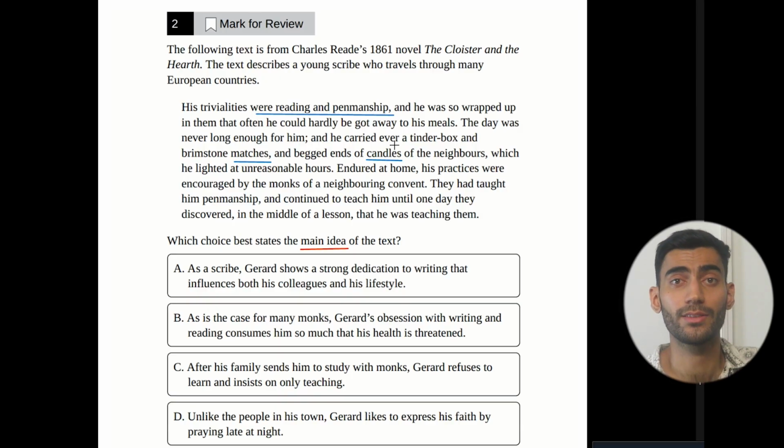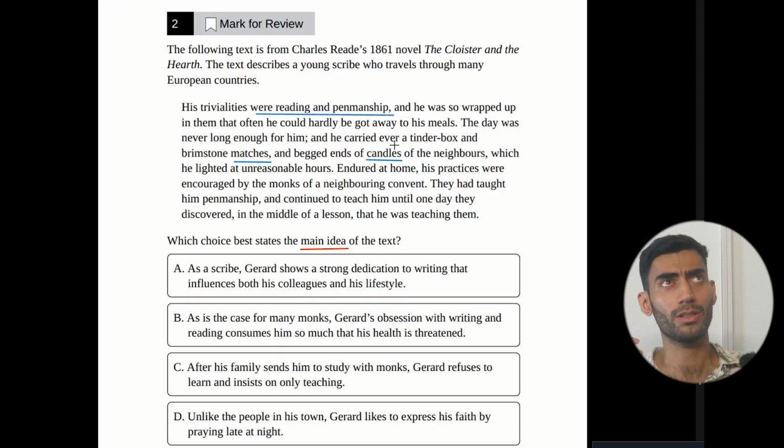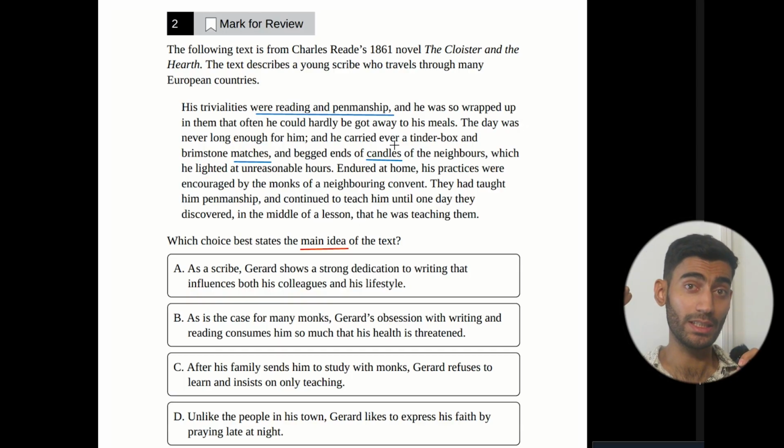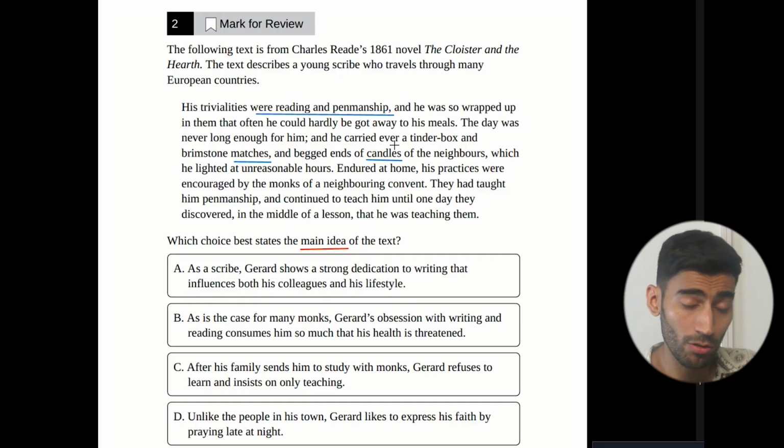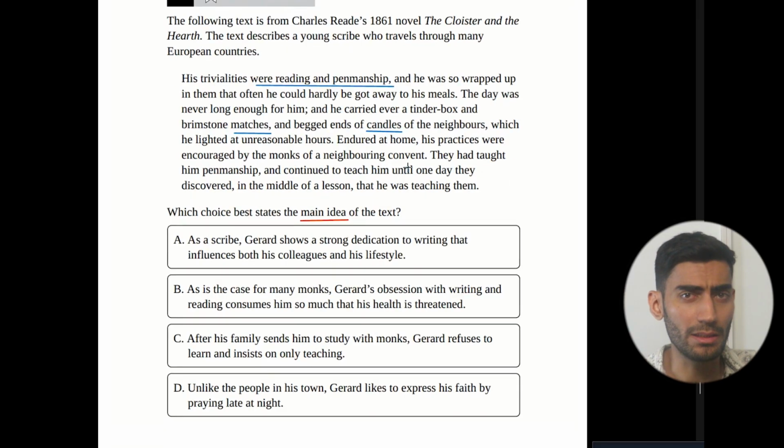This is the main idea of the text. So you can just think about it. Okay, this person was so into reading and writing that even he was teaching the people who had initially taught him these things. Okay, so I have some idea about the text. I didn't know some words. I didn't know what a tinderbox is. I didn't know what brimstone is. I didn't know what convent is. But I still got the gist of it, right?